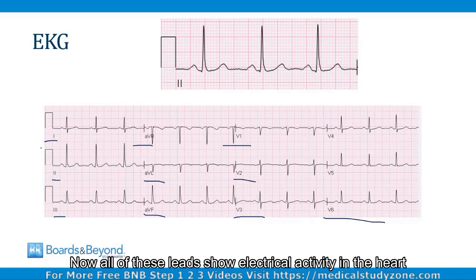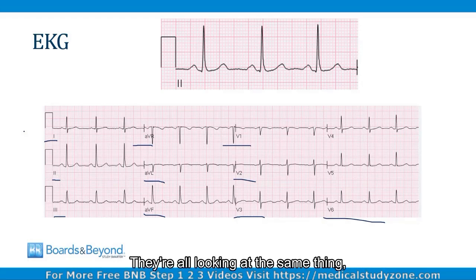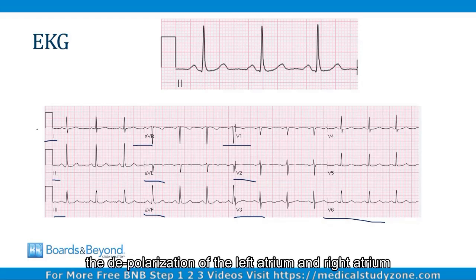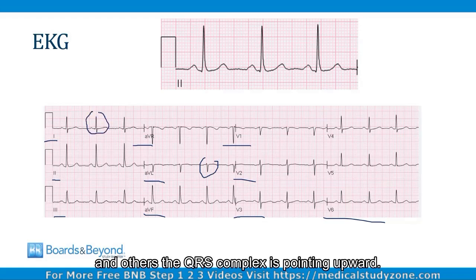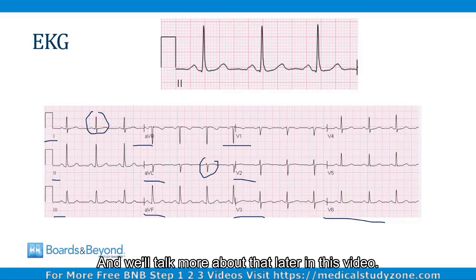Now all of these leads show electrical activity in the heart from a different perspective. They're all looking at the same thing, the depolarization of the left atrium and right ventricle and left ventricle. But in some of them, because of the position of the lead, the QRS complex is pointing downward. In others, the QRS complex is pointing upward. And we'll talk more about that later in this video.